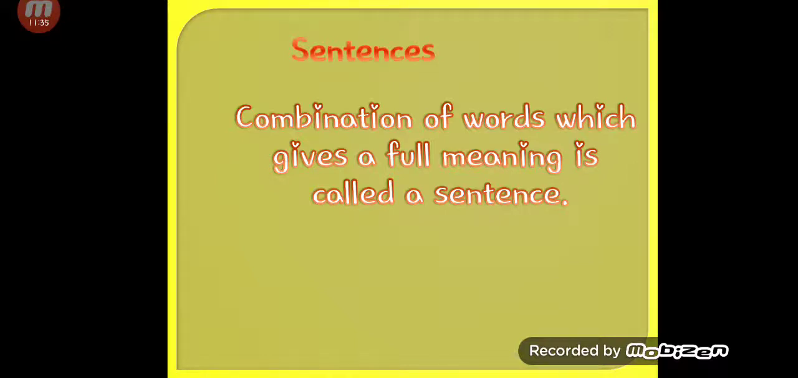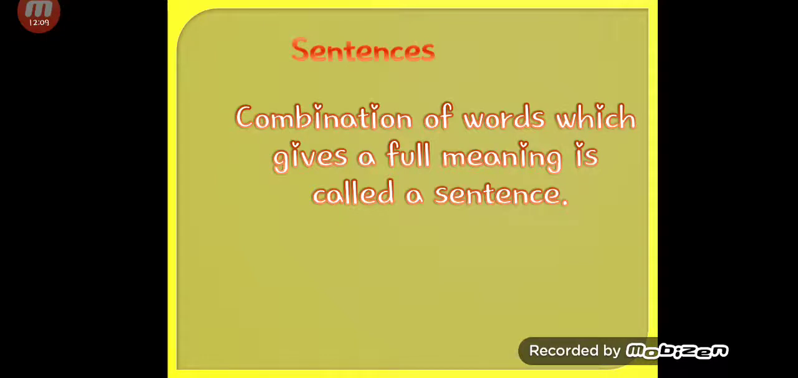Next topic is the kinds of sentences. Let us see what is a sentence. The combination of words which gives full meaning, that becomes a sentence. When some combination of words, when we are writing, gives a full meaning, that is a sentence. When a number of words, parts of speech, are put together in such a way that they can express a complete meaning, then they form a sentence.